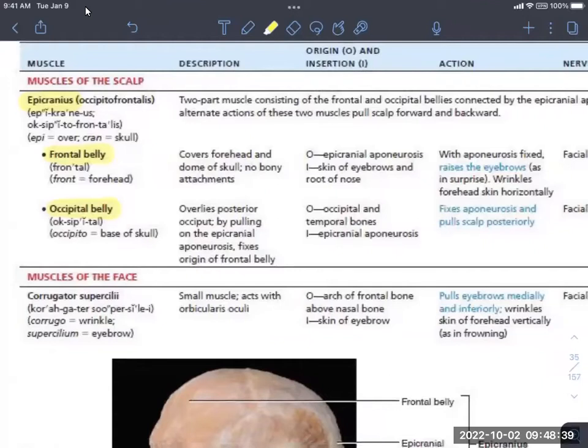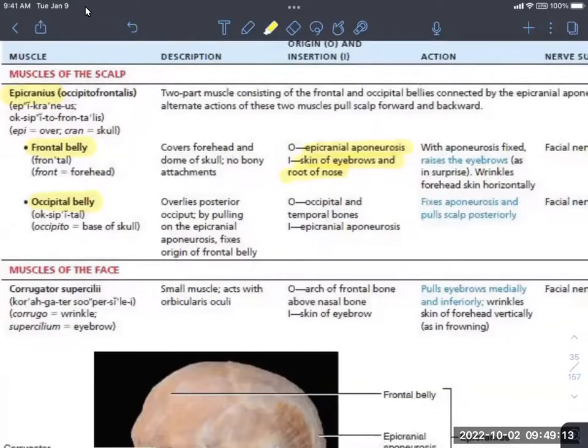So the origin of epicranius, that frontal belly, is that epicranial aponeurosis. The insertion of that frontal belly is the skin of the eyebrows and the root of the nose. Because if you remember, the origin doesn't move, the insertion does. So if it attaches at your eyebrows, it's going to let you raise your eyebrows.